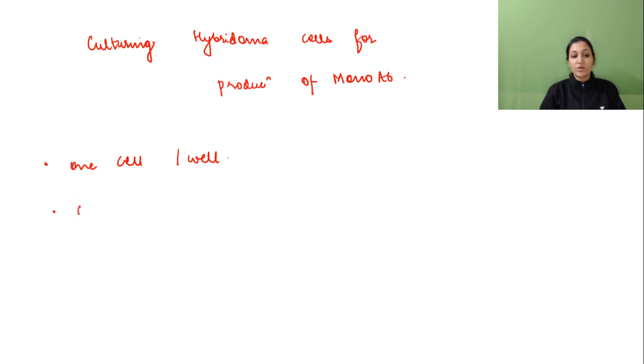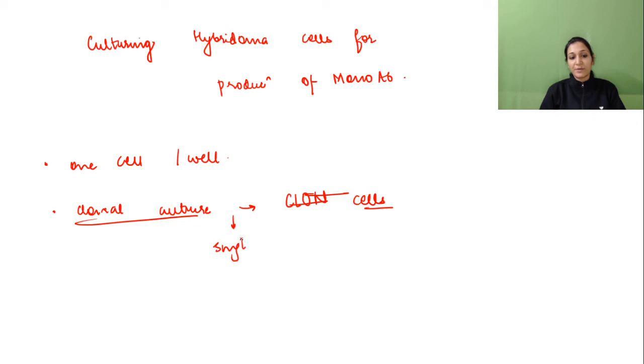Then the cells are called a clonal culture, as these are derived from a single type of cell and therefore they are identical. Clonal culture is the word given for these cells because they all originate from the same cell, obtained from a single type of cell, right? Then screening would be done for the desired antibody.